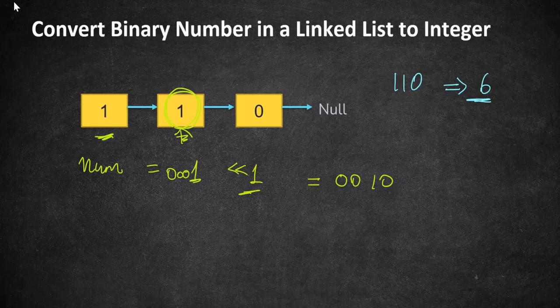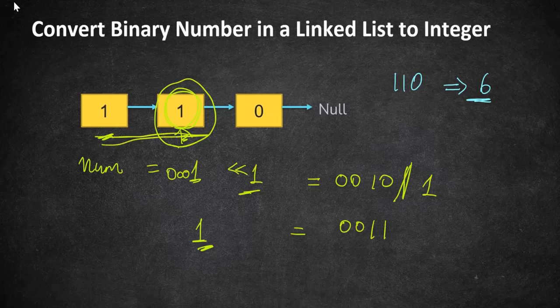So now what are we going to do? We are going to add the number which is in the next node with this number. So the next number is 1 again. So what are we going to do? We are going to add this to this number, which is nothing but the OR operator. So the OR operator will add this bit to this number. So this number is going to become 0011. So we have taken the first two numbers and constructed this number.